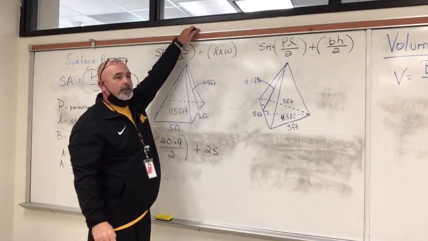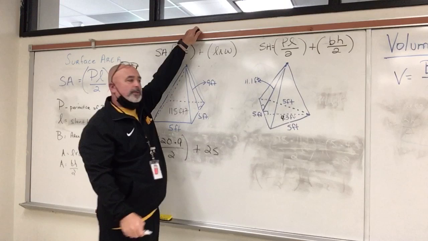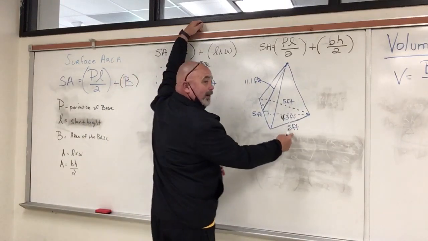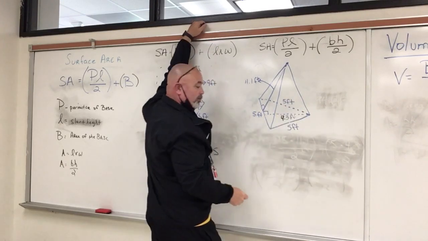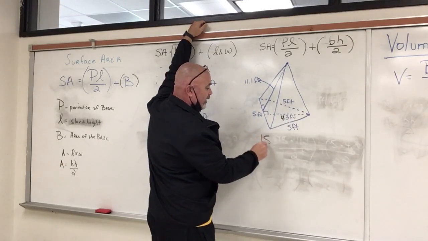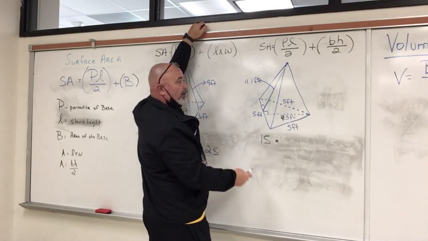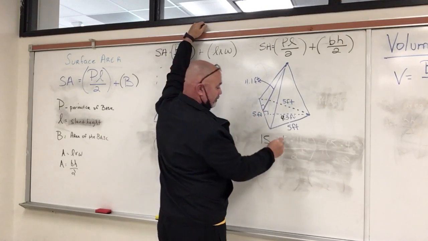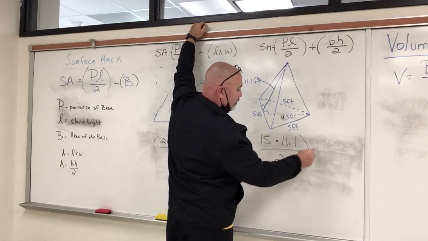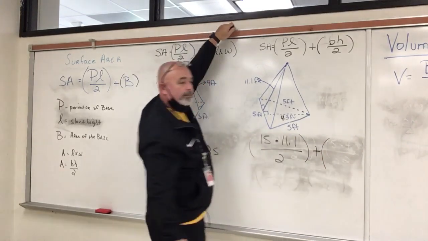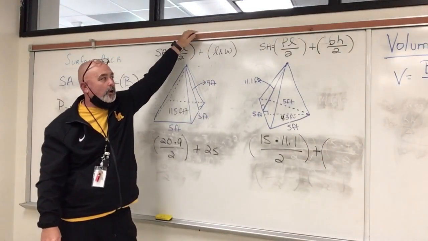All right, so let's plug in. What is P here? 5 plus 5 plus 5, which is 15. 15 times L, what's L? 11.1 divided by 2. And put that in parentheses. 83.25.